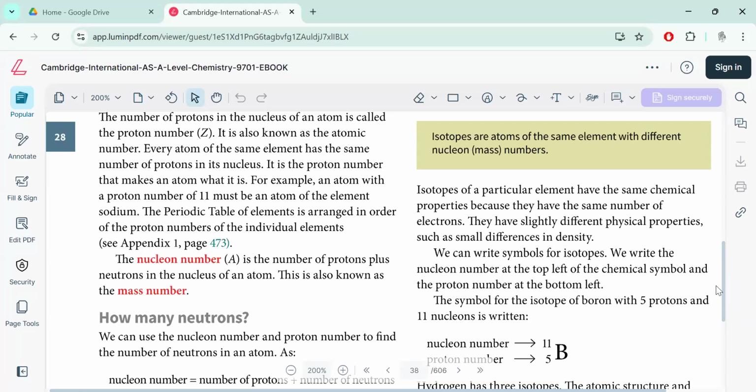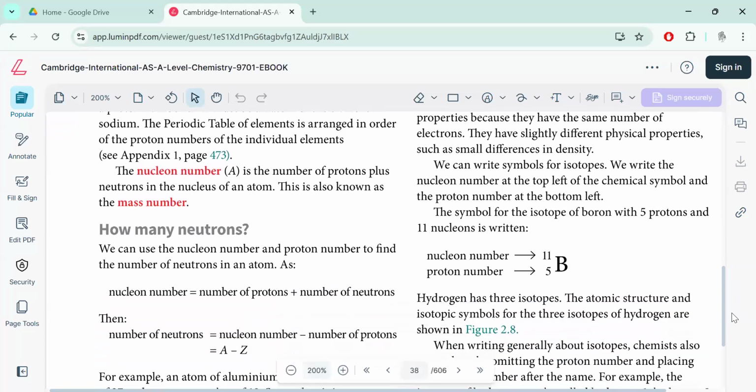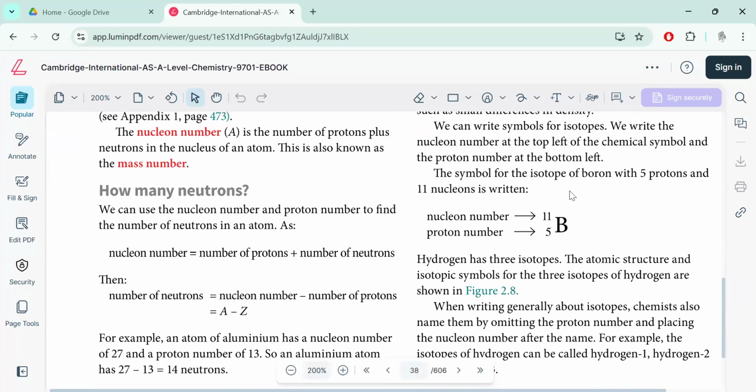We write the nucleon number at the top left and the chemical symbol and proton number at the bottom left. So for example, right here, the symbol of boron: we have 5 protons, we're going to write that at the bottom, and then 11 nucleons will be written at the very top.